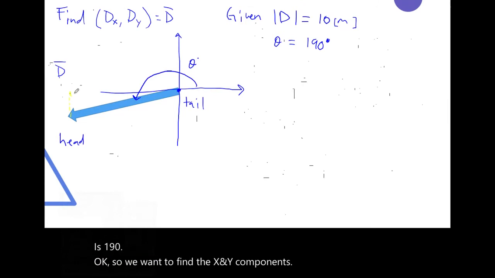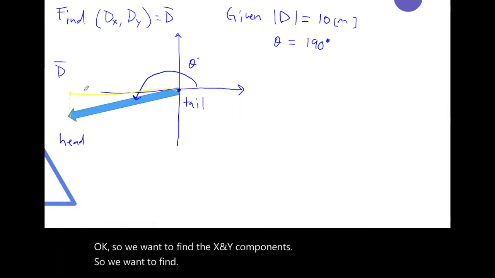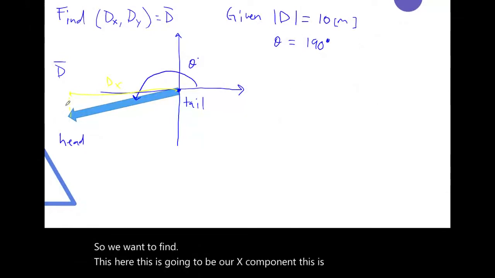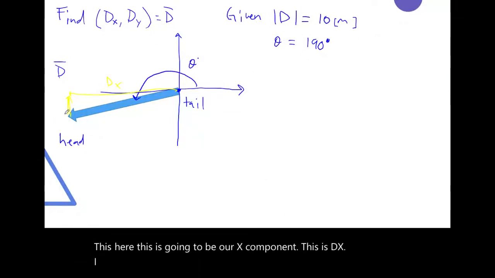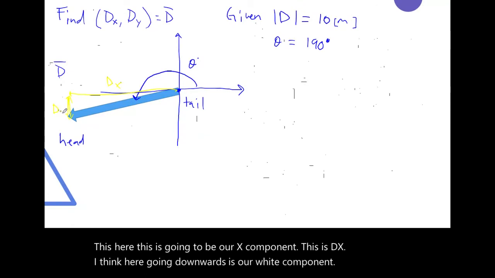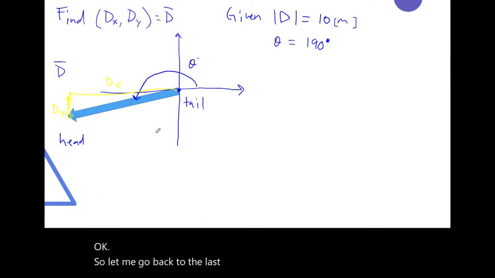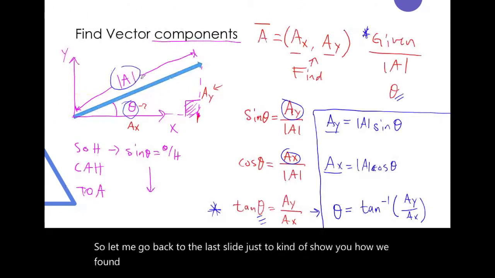So we want to find this here. This is going to be our x component. This is the x. And then here, going downwards, is our y component, dy. Okay. So let me go back to the last slide just to show you how we found these components with this vector.